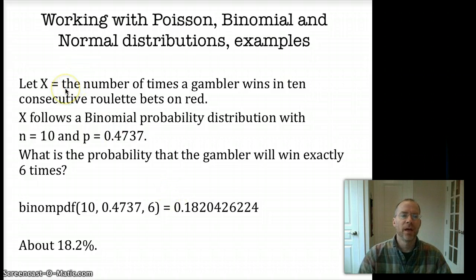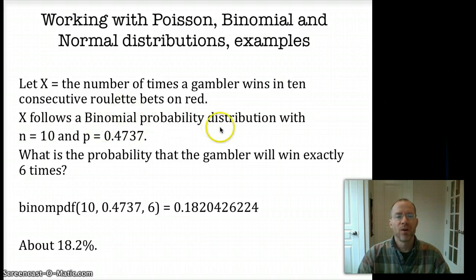Here's another example. Let X be the number of times a gambler wins in 10 consecutive roulette bets on red. This is not the same random variable we looked at before with roulette, because we're actually spinning the roulette wheel 10 times. The number of times a gambler wins in 10 consecutive roulette bets. So there are 10 trials here. This is very characteristic of a binomial situation, a fixed number of trials.